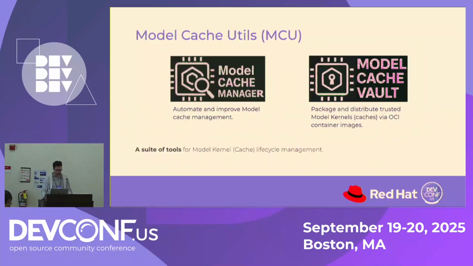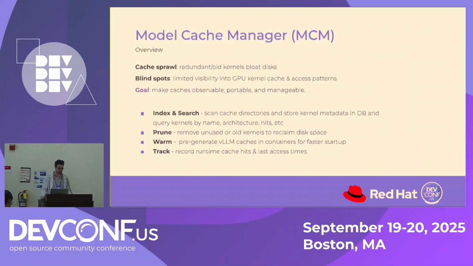Model Cache Utils is a suite of tools for model kernel cache lifecycle management, and it consists of two main tools, the Model Cache Manager and the Model Cache Vault. First, Model Cache Manager, MCM. As I said before, we have two main issues with the Triton cache: cache sprawl, where redundant old kernels bloat disks, and a blind spot, with limited visibility into the GPU kernel cache and access patterns. The goal of MCM is to make caches observable, portable, and manageable.